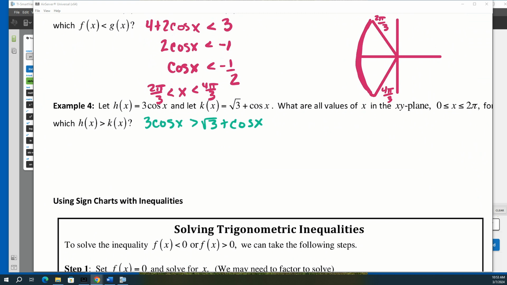All right, so we're going to get our cosines together by subtracting a cosine. If I subtract a cosine from 3 cosines, how many does it give it? 2 cosines. So 2 cosine of x greater than the square root of 3, and then I would divide by that 2.